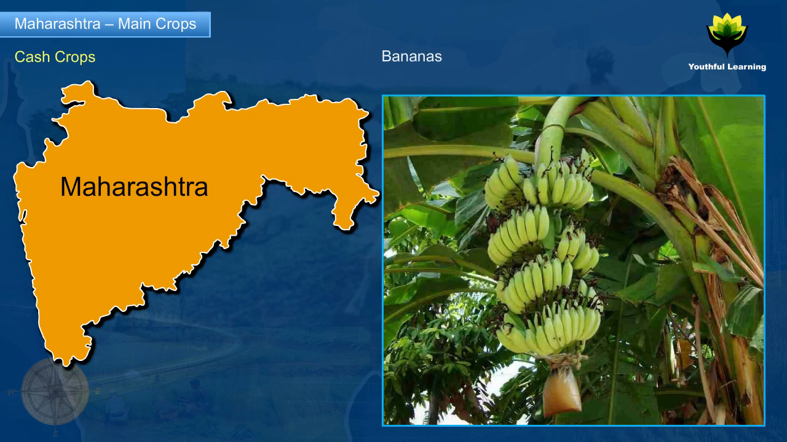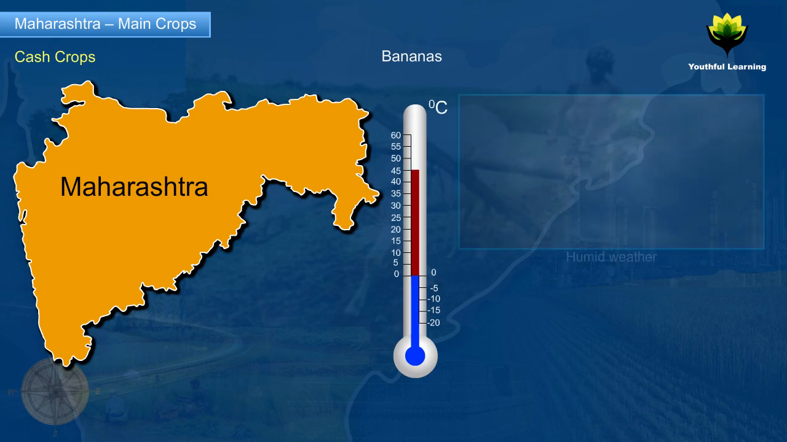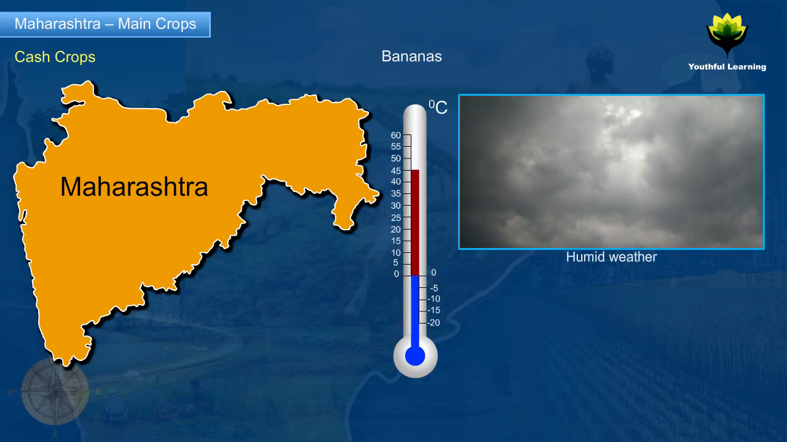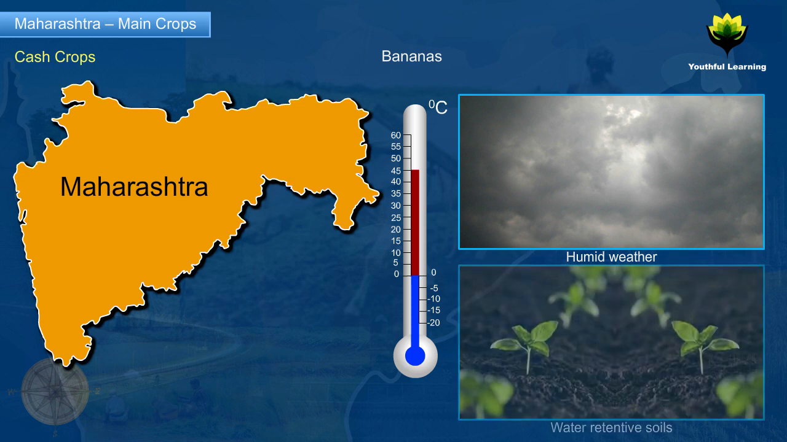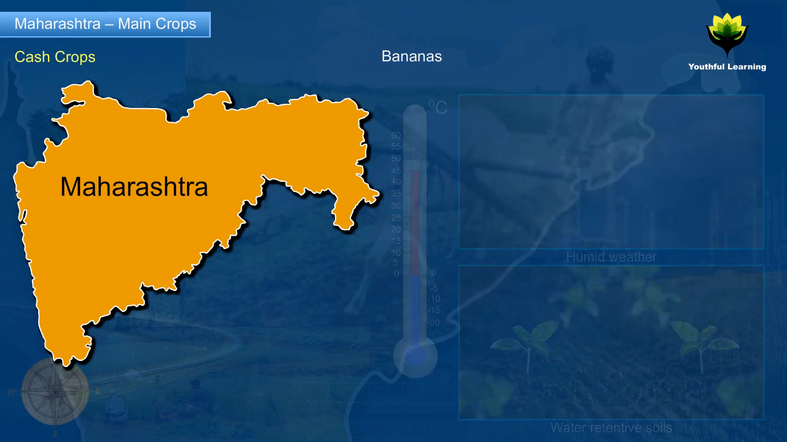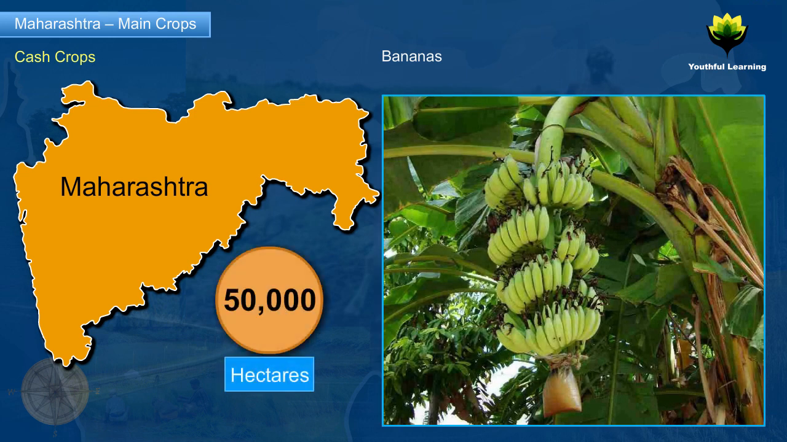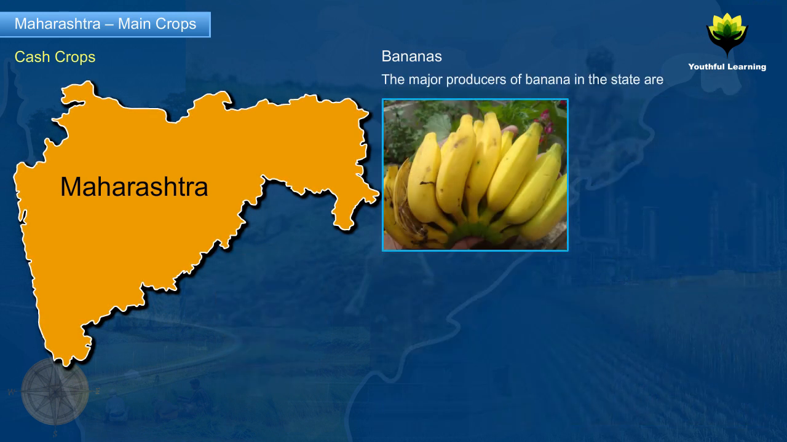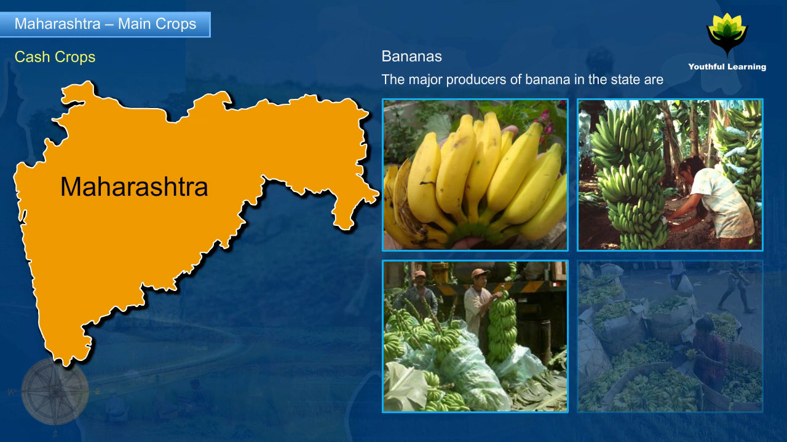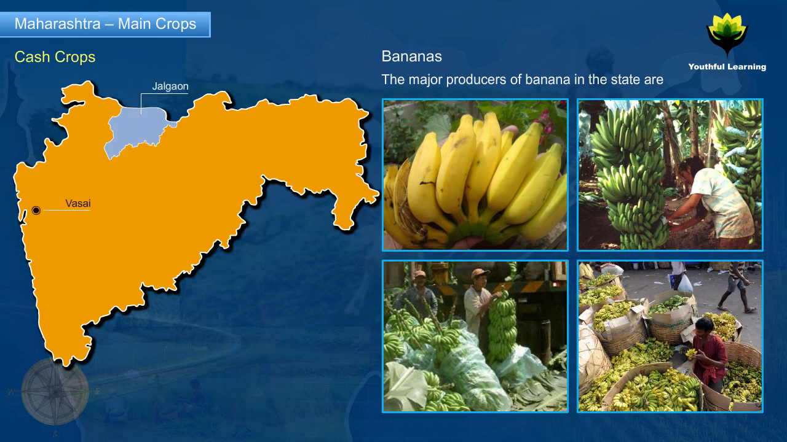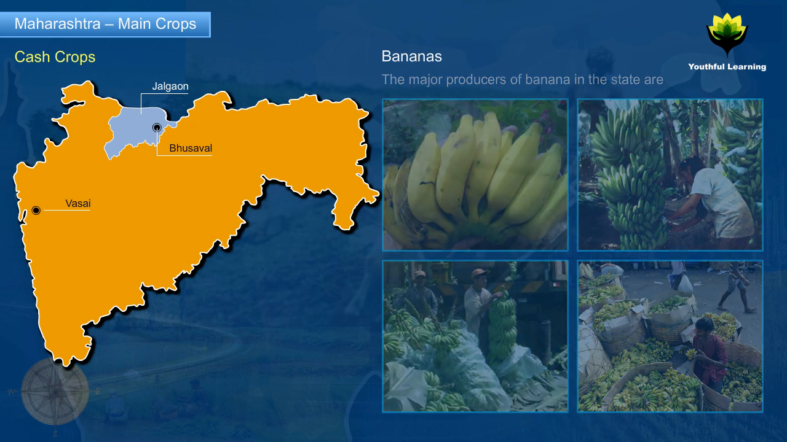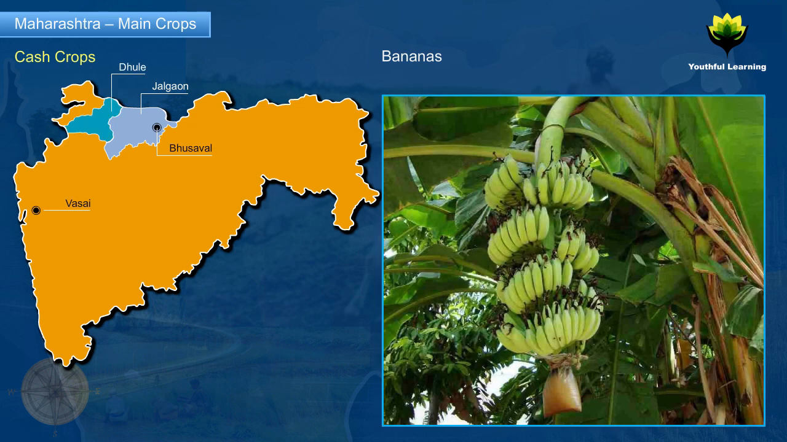Bananas. Bananas need high temperature and humidity throughout the year to grow. They grow well in water-retentive soils. The fruit accounts for 50,000 hectares of land under cultivation in the state. The major producers of banana in the state are Vasai, Jalgaon and Bhusawal. It is also grown in Dhule, Nandurbar, Pune, Satara, Sangli and Kolhapur districts.